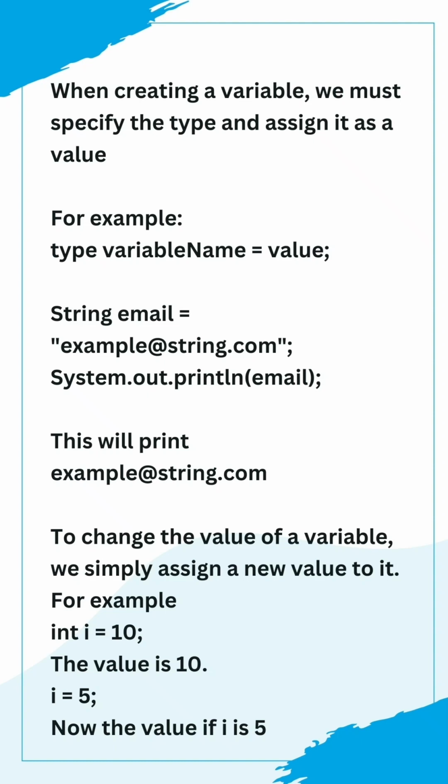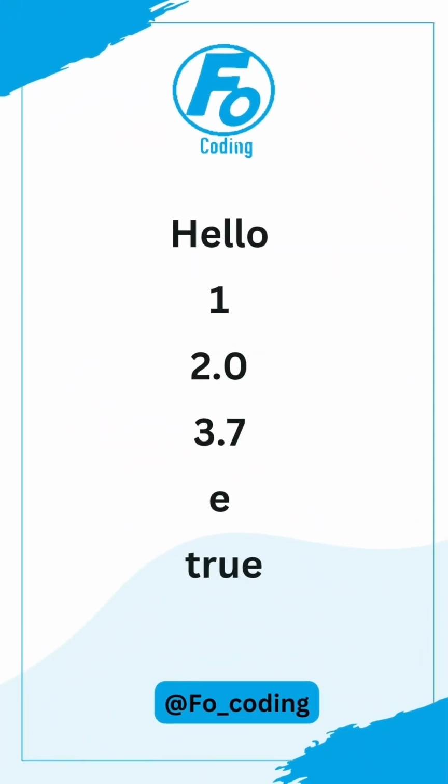To change the value of a variable, we simply assign a new value to it. For example, int i = 10. The value is 10. i = 5. Now the value of i is 5. This is the output of this code.